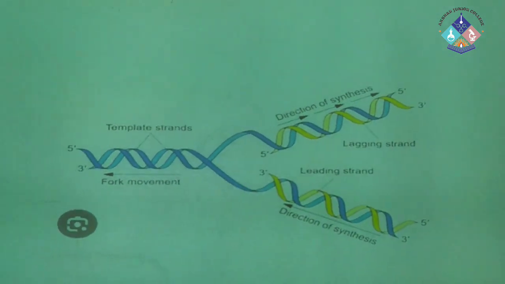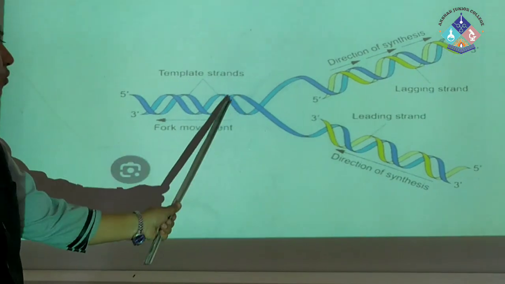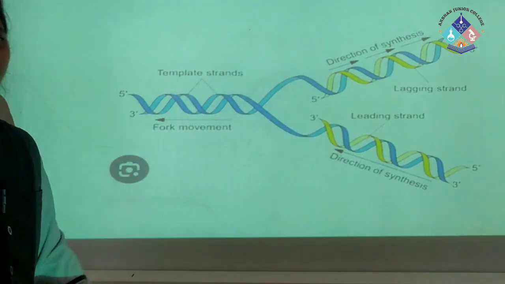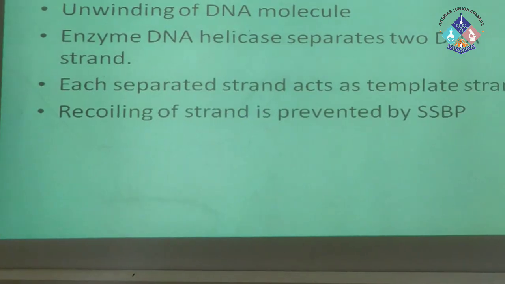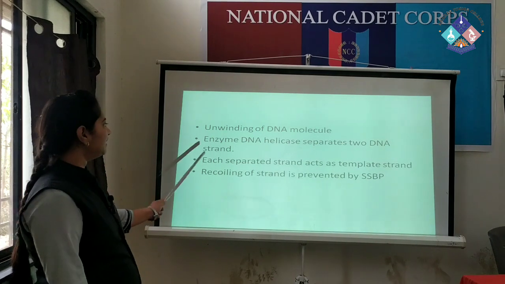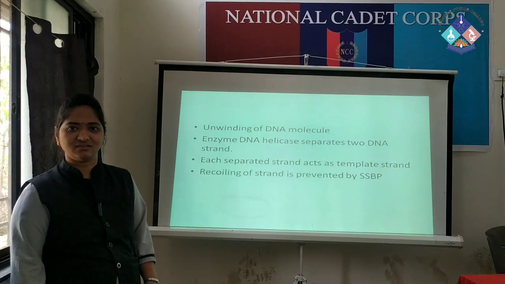Now next, you can see here, this one is the DNA, and from one mother DNA, two daughter DNA molecules are formed. Now the next step is unwinding of the DNA molecule. Unwinding means separation of two strands.